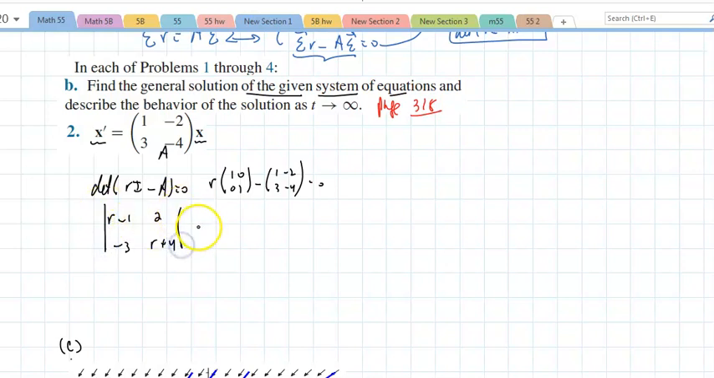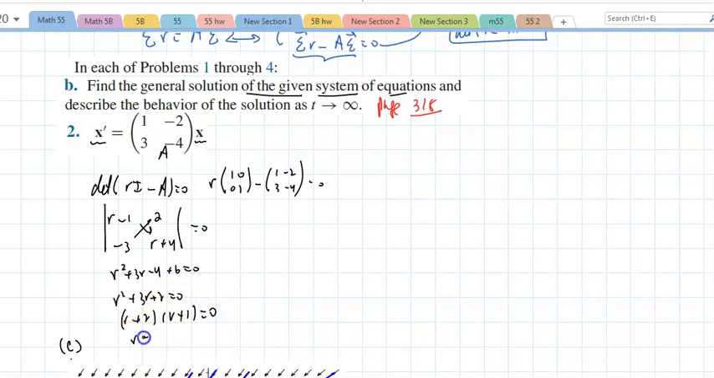That's the notation for the determinant. I want that to equal 0, so that will be r squared plus 3r minus 4 minus a negative 6 plus 6 equals 0. That's r squared plus 3r plus 2 equal to 0. So that is (r plus 2)(r plus 1) equals 0. So I get r to be negative 2 or negative 1. That's very good. Now what?